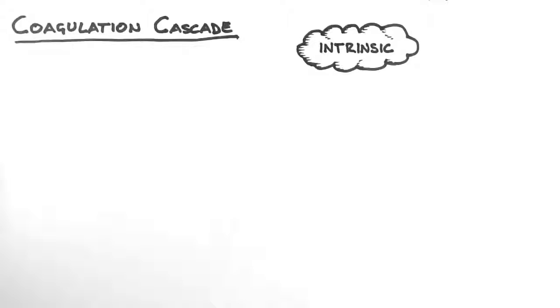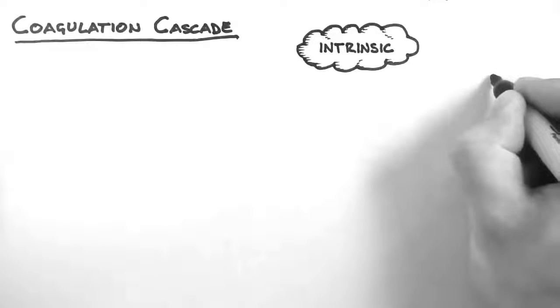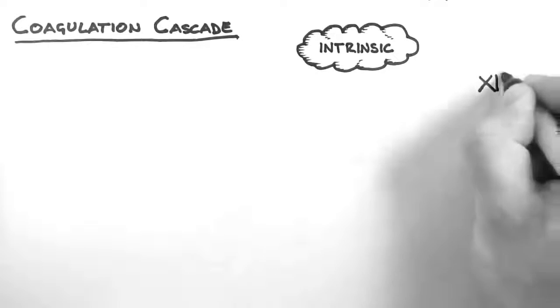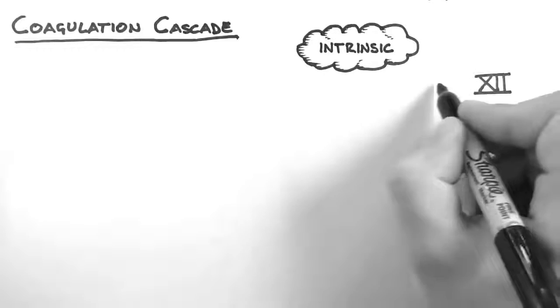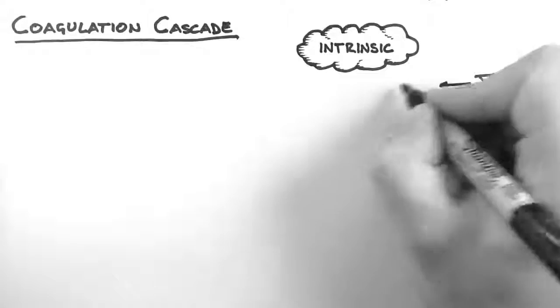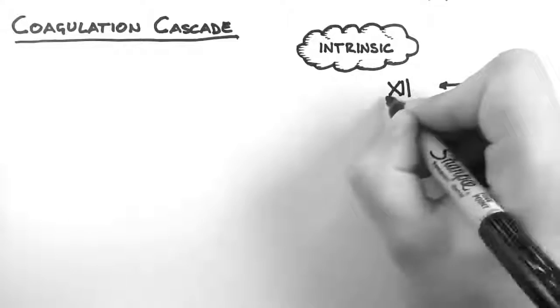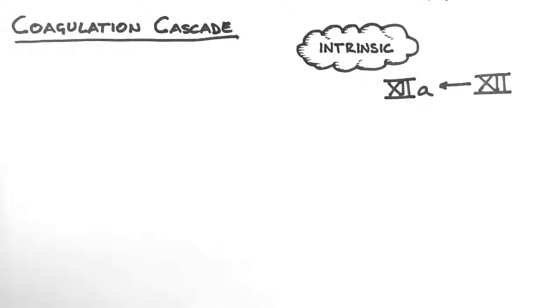The intrinsic pathway is less important for initiating coagulation than the extrinsic pathway. However, the intrinsic pathway is very important for the amplification of the cascade. So let's look at what's involved. These pathways consist of a number of proteins called factors activating one another. These are usually denoted by Roman numerals.